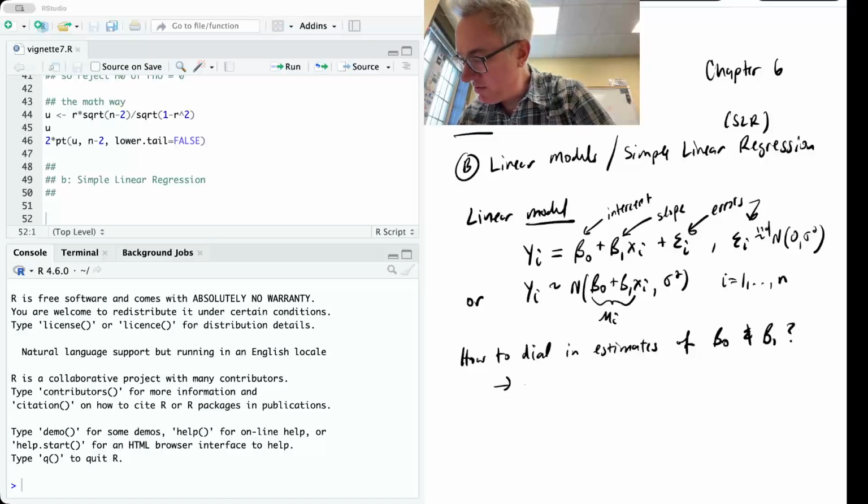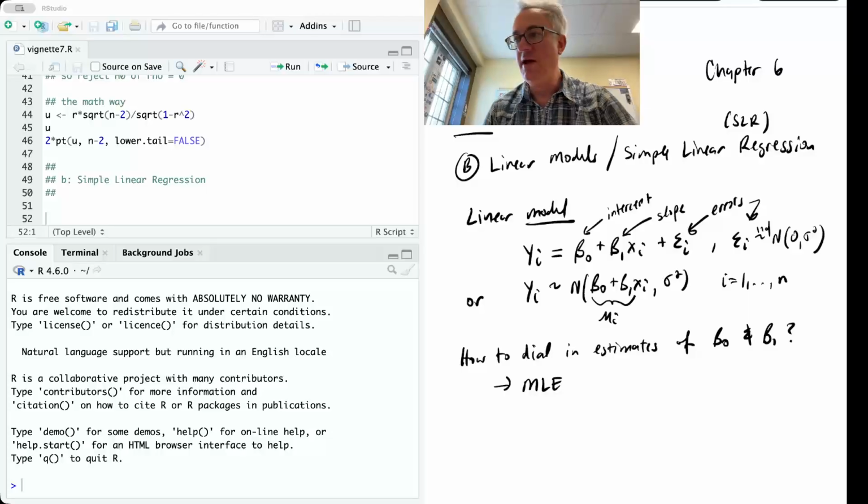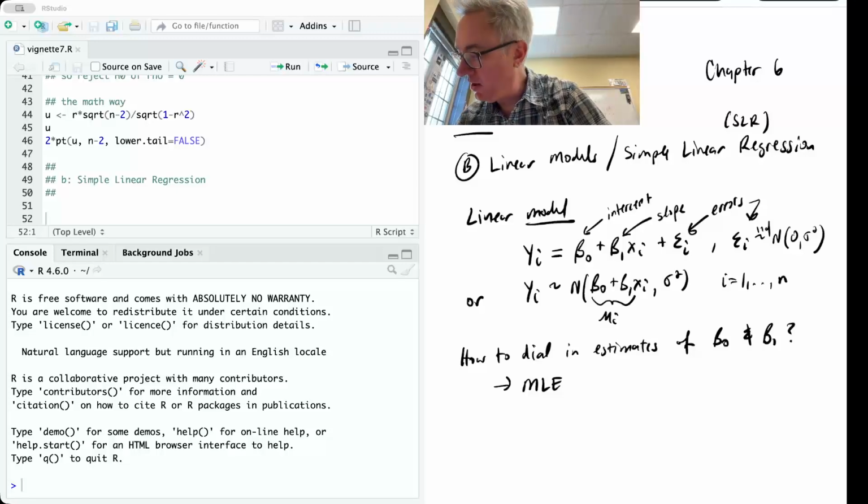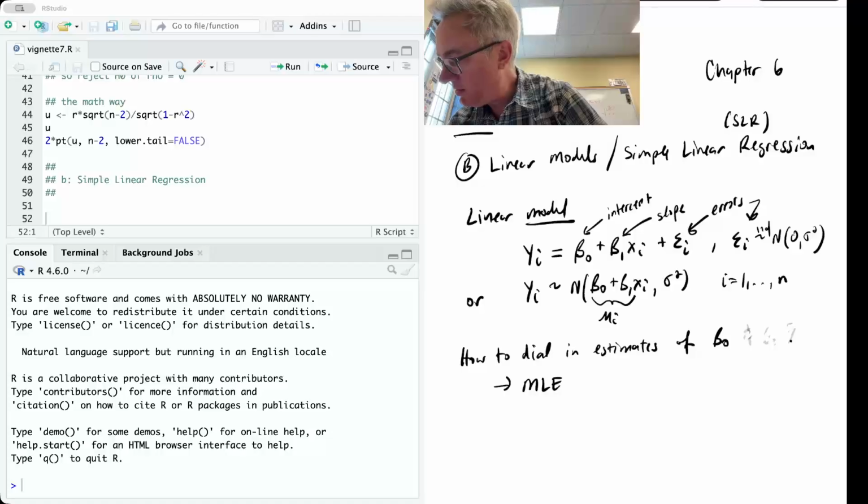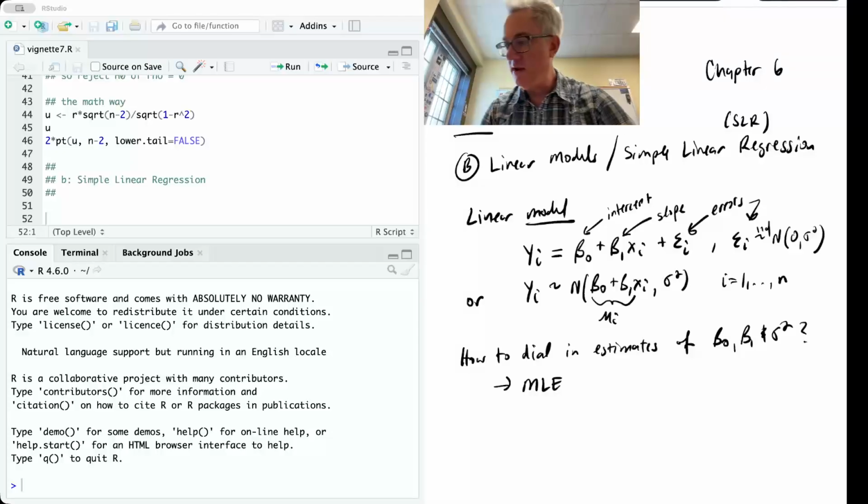And the answer is to maximize the likelihood. We have a Gaussian distribution involved, and so we can look at the joint density of all of the observations given the unknown parameters. Another unknown, I guess, there's a third one here, so I should write beta naught, beta 1, and sigma squared. Right? And for all of those parameters, I can use the likelihood and calculus to find estimates. So let me show you what I mean.